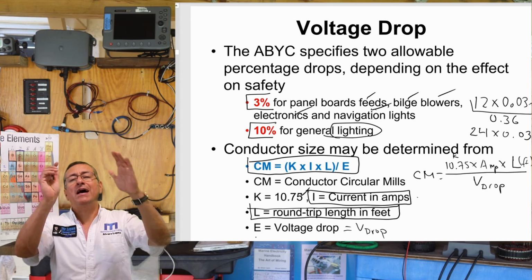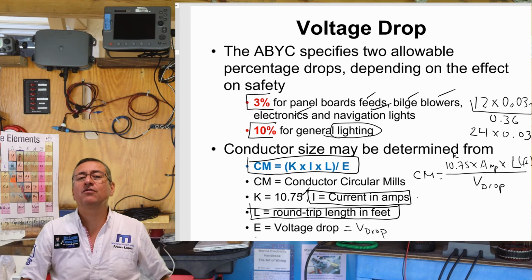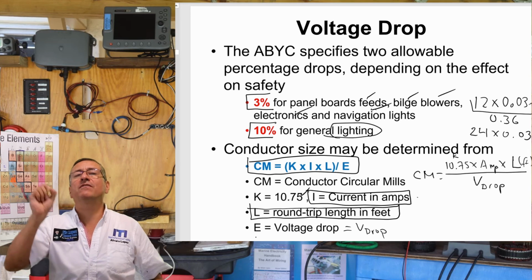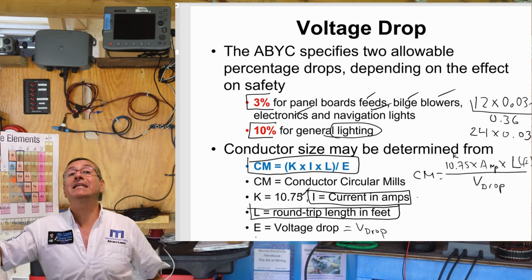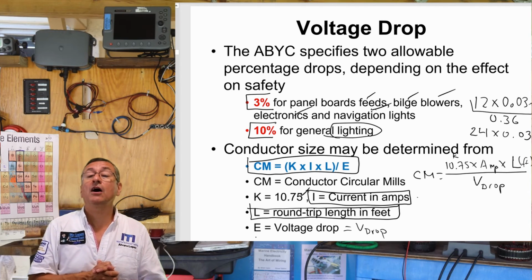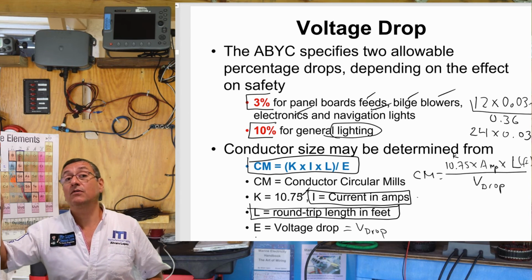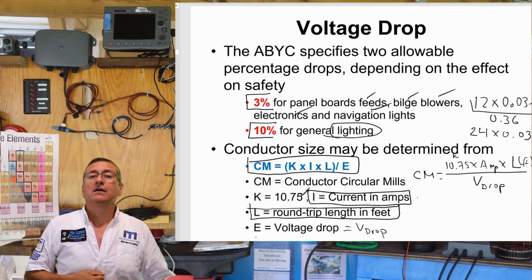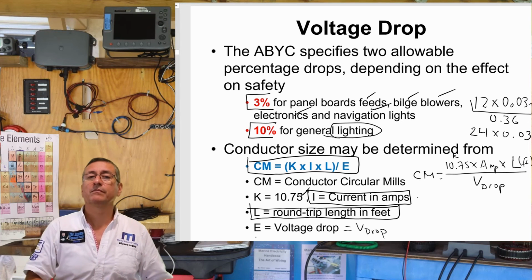I need you to memorize that formula because in the future you need to use it. The area in circular mils is equal to the constant 10.75 times the total distance back and forward times the intensity in amps, divided by the voltage drop. If the system is 12 volts, it's 12 times the voltage drop, 3%, times 0.03. If the system is 24 volts, it's 24 times 0.03.